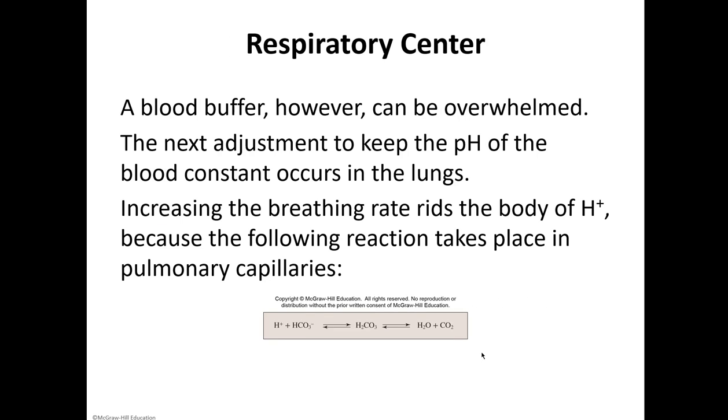A blood buffer, however, can be overwhelmed. The next adjustment to keep the pH of the blood constant occurs in the lungs. So increasing the breathing rate can get rid of protons because the following reaction takes place in the pulmonary capillaries.